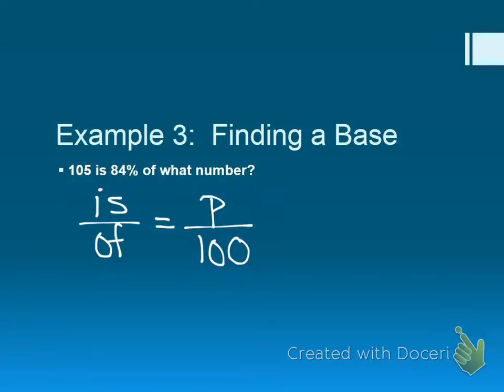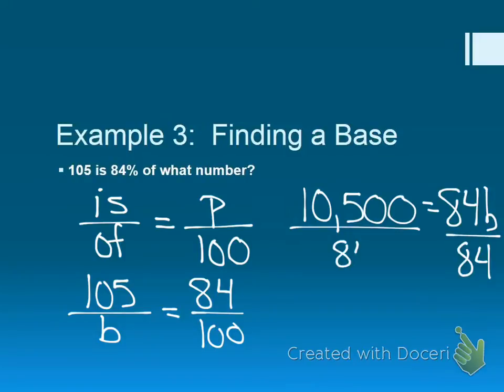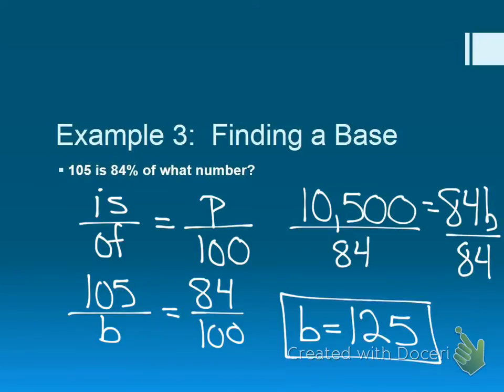All right, so substitution. Where does 105 go in? In for A, very good. That's my is value. And then I don't know B, equals 84 over 100, cross products, divide. B is 125. All right, and yes, it's bigger than my A, so I know I'm good there, and my answer is good. So if you understand that, that's everything you need to know for 7.2.